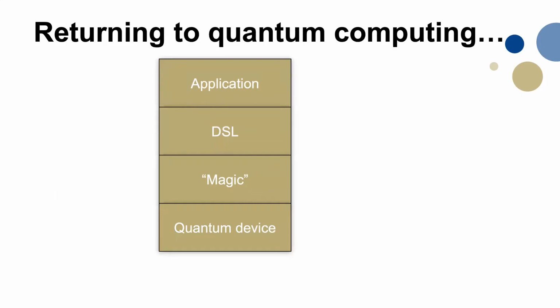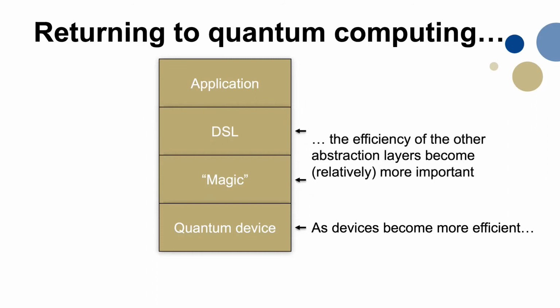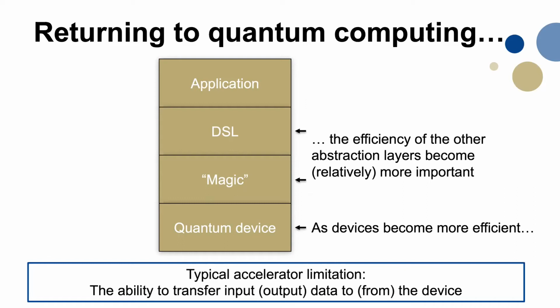And again, coming back to quantum computing, as the devices become more powerful, as one would presume that they would, the efficiency of the other abstraction levels becomes relatively more important. And this comes down to one of the more or less fundamental observations with respect to specialization, and it is that eventually most accelerators end up being memory bound. So it is the transfer of the input data and the output data that becomes the key bottleneck. And that's interesting, right? Because that's also something that we like. That's problems that we like to work on.